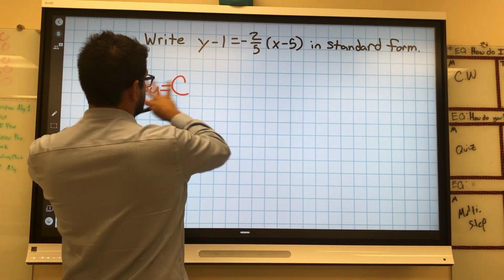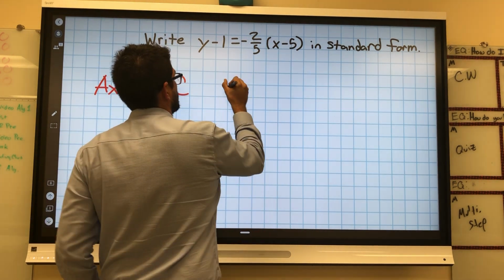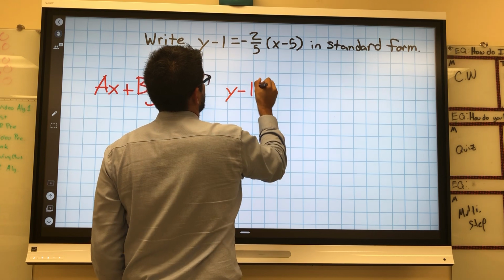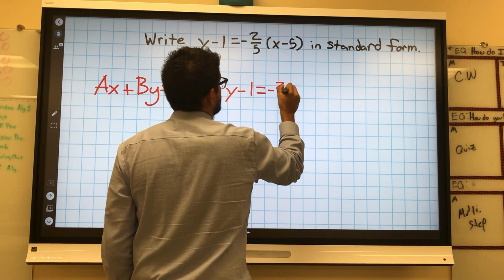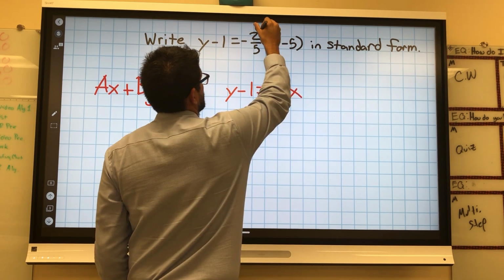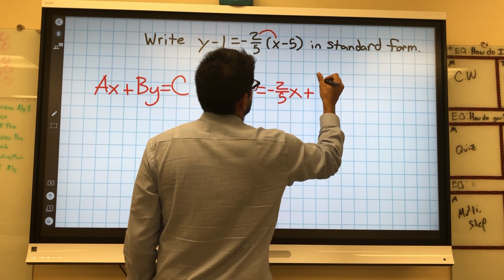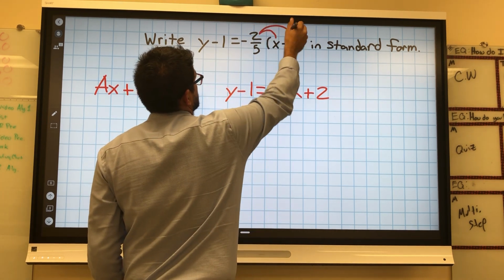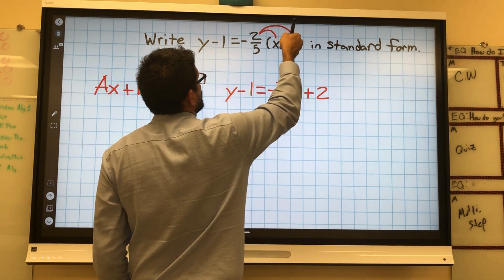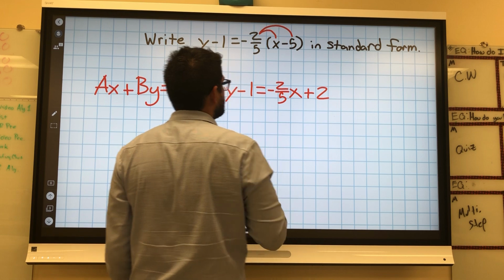So the first thing, I don't see any parentheses. So we have to do the distributive property to get rid of the parentheses. So now I have y minus 1 equals, I'm going to distribute this. So it's going to be negative 2 over 5x. So that was me multiplying with x. Then plus 2. Okay, that's 2 over 5 times 5. Now remember, I'm multiplying with 5, but I'm also dividing by 5, so it's going to cancel. So now this is what I'm left with.